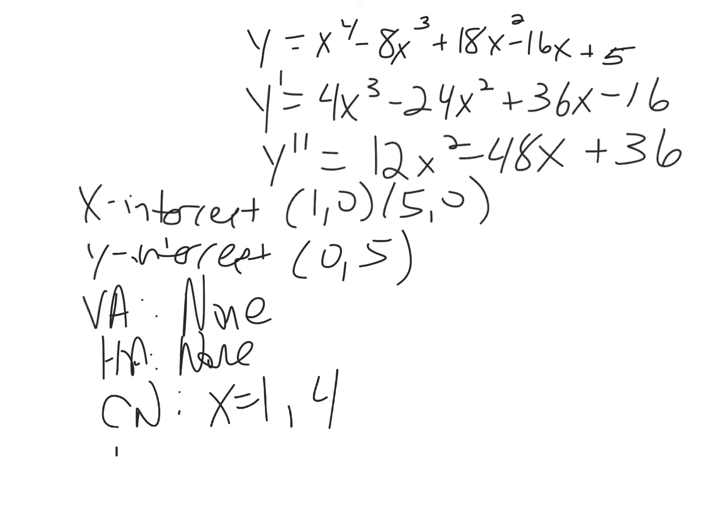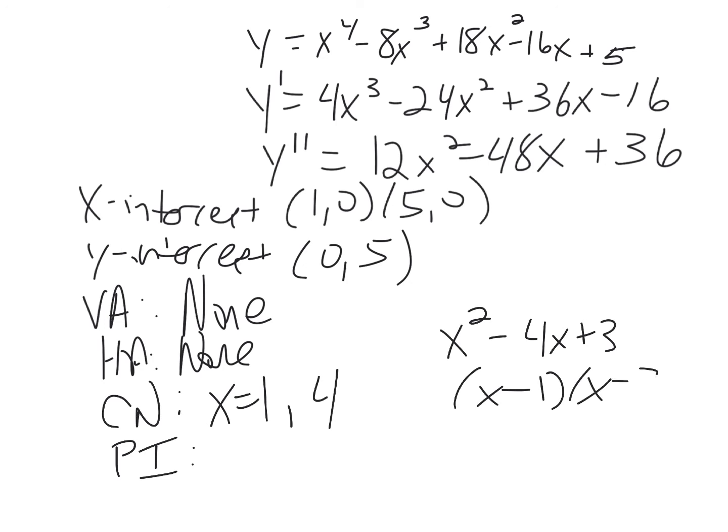And then points of inflection. I'm going to simplify to PI. And I think we can factor this second derivative up. So GCF of 12, so take out 12. X squared minus 4x plus 3, giving us x minus 1 and x minus 3, giving you x equals 1 and x equals 3. Put 1 in twice.